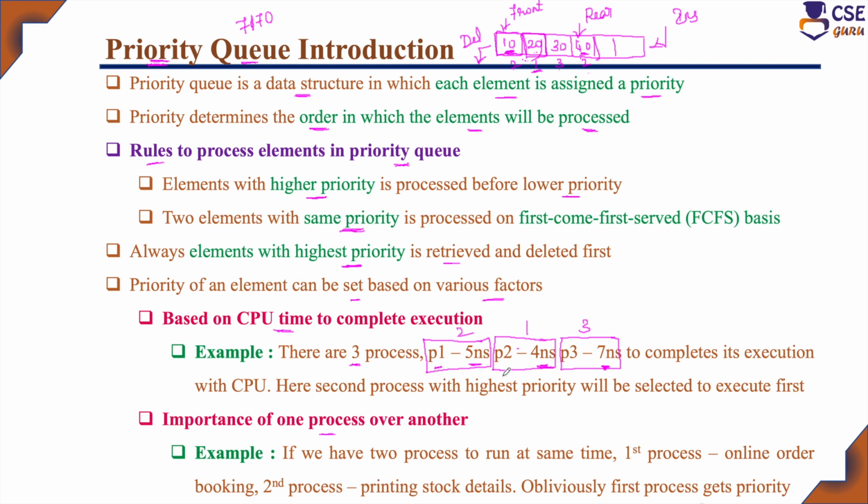Which process has less execution time will be assigned to the CPU first. So this priority will be assigned based on CPU time. And the second factor is the importance of one process over another.